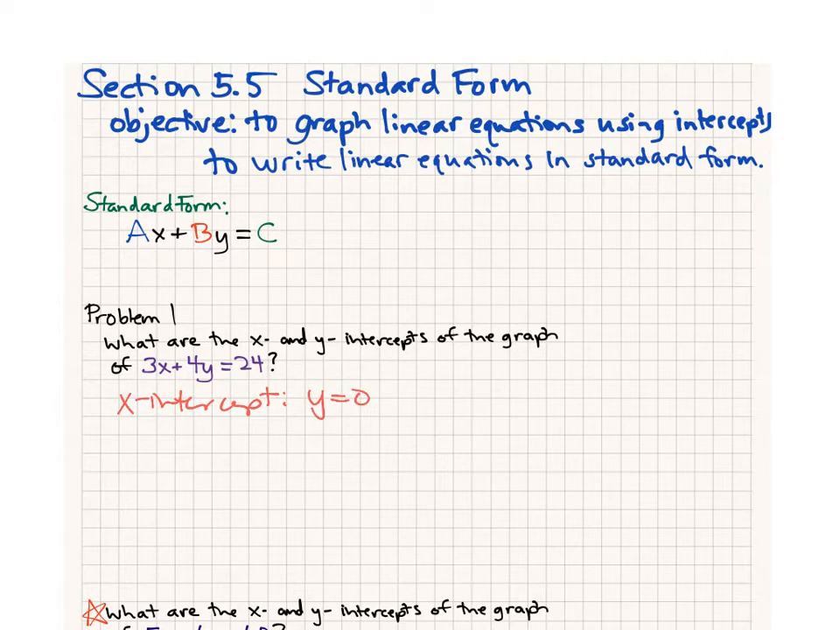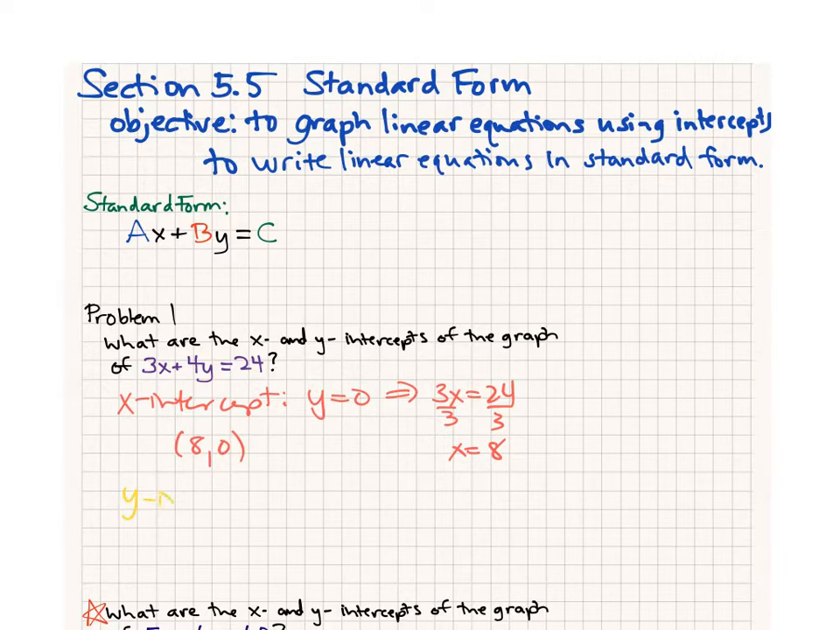So let's plug 0 into this equation. When you multiply 4 times 0, this just goes away, because it's plus 0. So this is just 3x equals 24. Then we just have to solve that equation. Let's divide both sides by 3, x equals 8. So the x-intercept is going to be 8, 0.